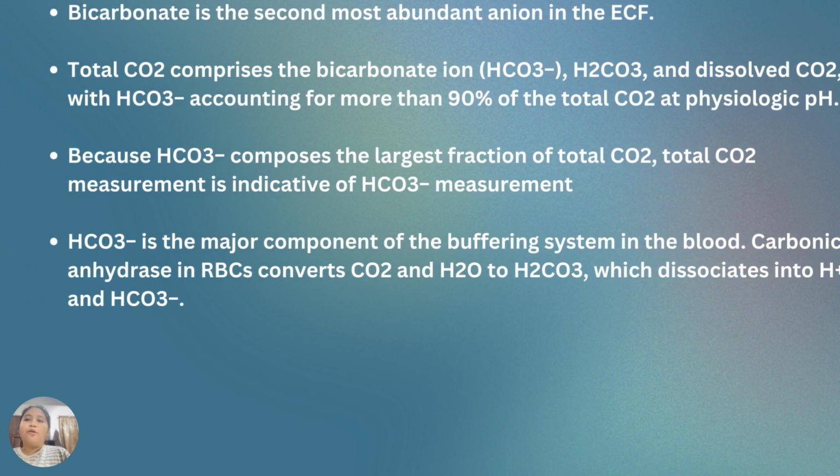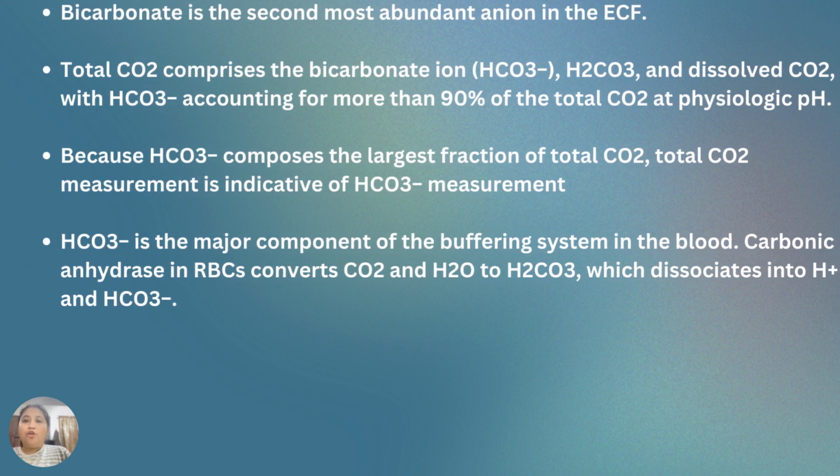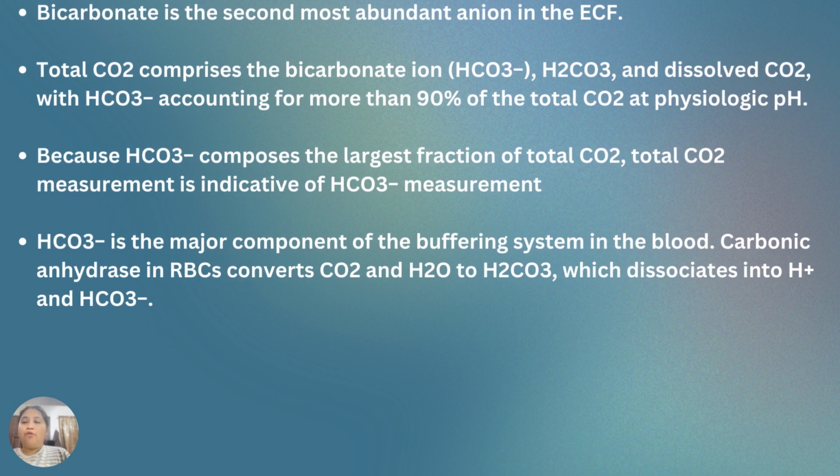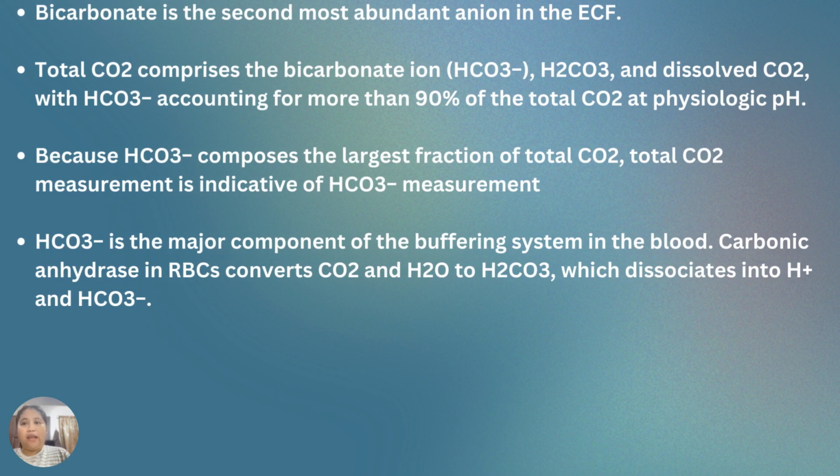Bicarbonate is the second most abundant anion in the ECF. Total CO2 comprises the bicarbonate ion, which is HCO3, H2CO3, and dissolved carbon dioxide, with HCO3 accounting for more than 90% of the total CO2 at physiologic pH. Because bicarbonate composes the largest fraction, the total CO2 measurement is indicative of HCO3 measurement. HCO3 is the major component of the buffering system in the blood.